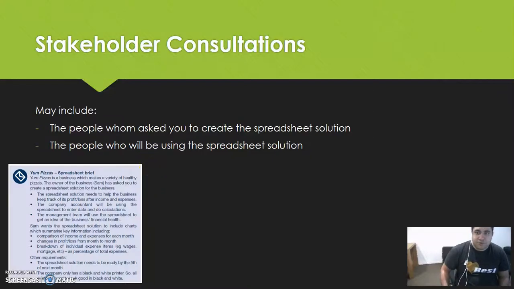So it's important to make sure that when you're designing your spreadsheet, that you take into consideration your stakeholder consultations. You need to make sure that the design you have or the plans that you've got match the goals intended by your key stakeholders. Now, if you remember from your earlier topic around desktop publishing, you would remember that there are different types of stakeholders involved in your design.